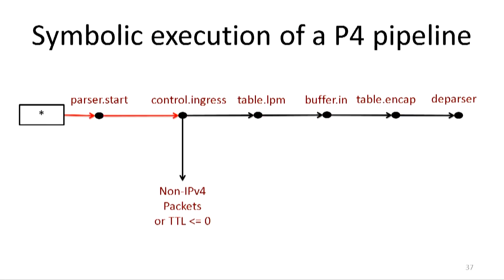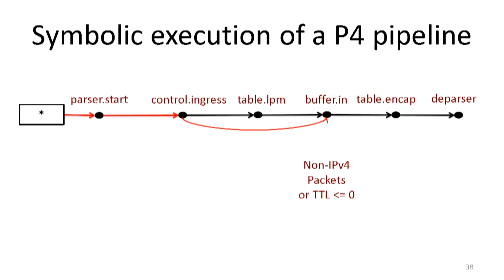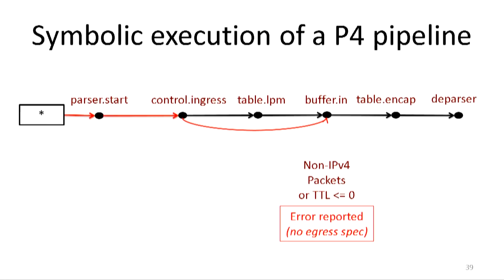Now, let's go back to the other symbolic path, that corresponding to non-IPv4 packets or those having a less than 0 TTL value. As I said, these will be forwarded to the buffering, and since they have no egress spec set, an error will be reported as they are stuck mid-pipeline.